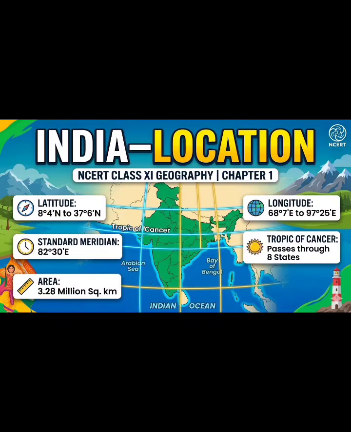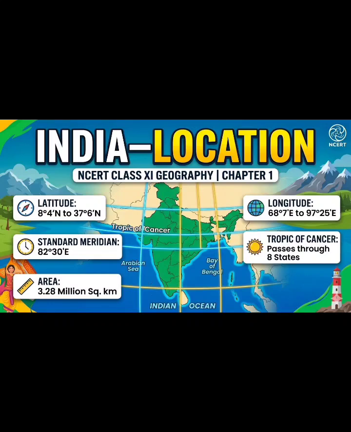There are some countries where there is more than one standard meridian due to their vast east to west extent. For example, the USA has 7 time zones. So next point, name a few places in India through which the standard meridian passes.